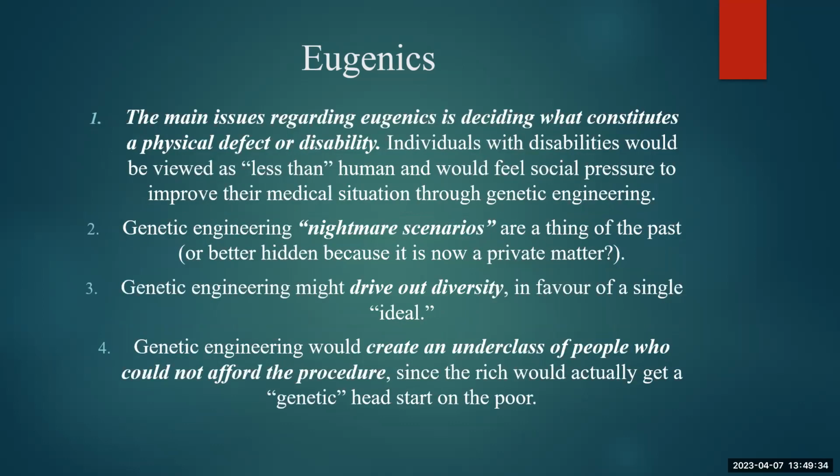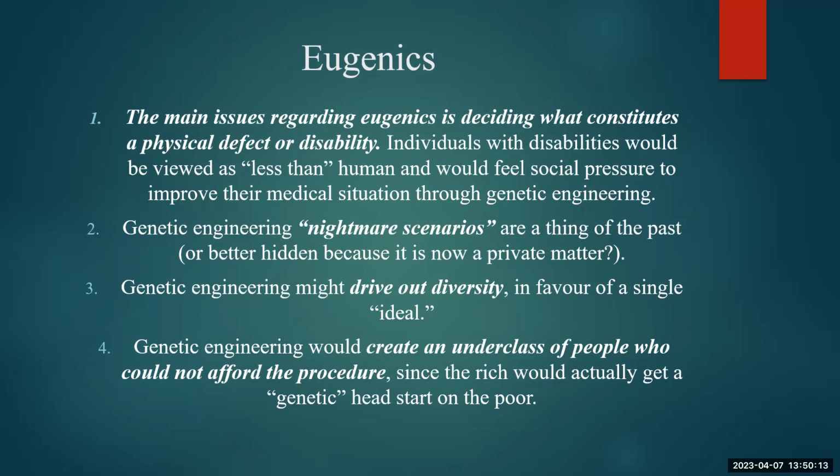So the main issue with eugenics is deciding what constitutes a physical defect or disability. We know that there have been nightmare scenarios in the past, Nazi Germany and Alberta in the 1920s and 30s. And genetic engineering is, at its worst, trying to drive out diversity, the way that people look, very different skills and skill sets and abilities and so on. If we go full into genetic engineering, all those differences, the diversity that we experience in the world, will eventually start to be driven out in favor of that single ideal.